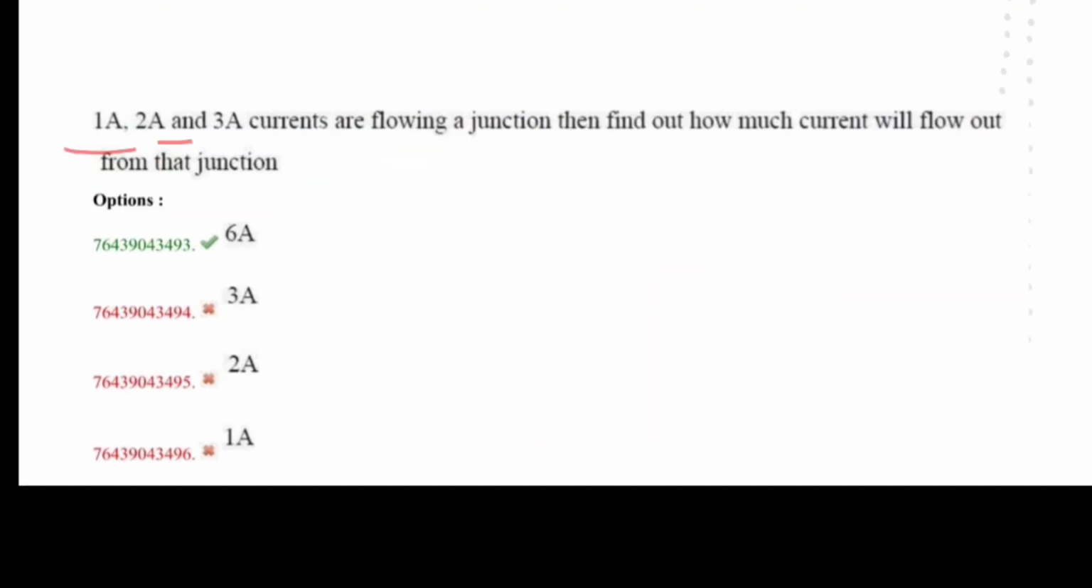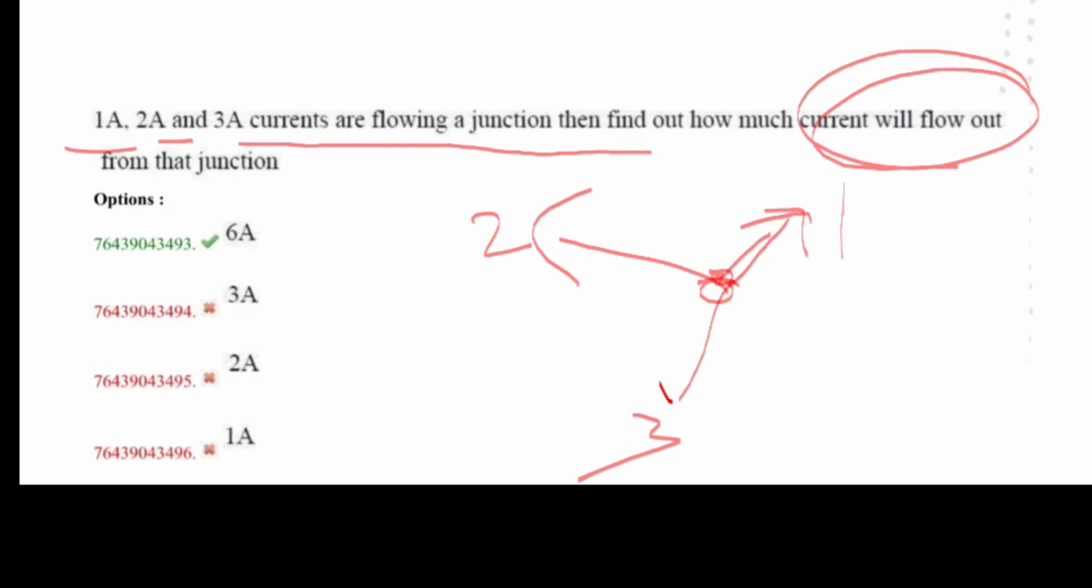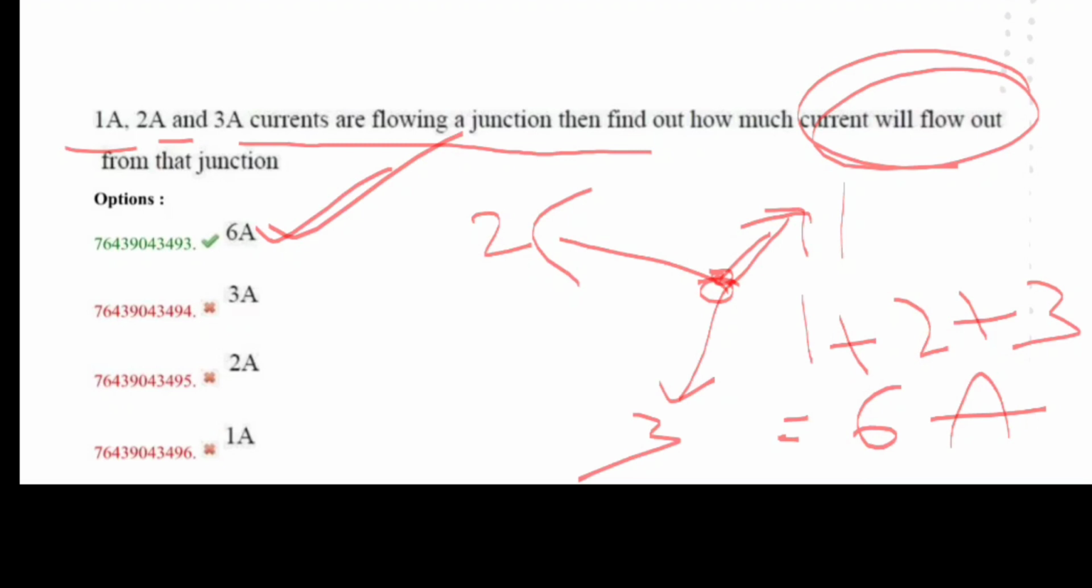1 ampere, 2 ampere and 3 ampere currents are flowing into a junction. Then find how much current will flow out from the junction. Suppose think there is a junction and 3 connections are there. This is 1 ampere, this is 2 ampere and this is 3 ampere. So he is asking that from this junction how much current will flow out. So these 3 are moving away. So add these 3: 1 plus 2 plus 3. The answer is 6 ampere. Option A is correct. Let's see the next question.